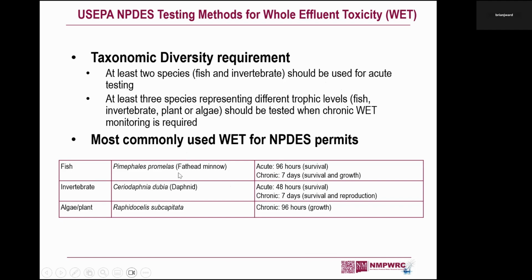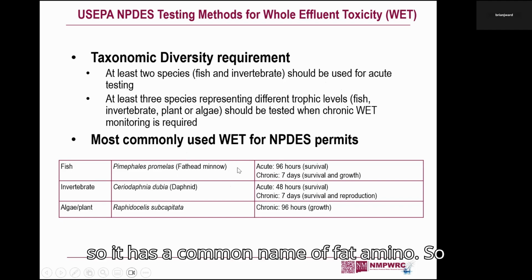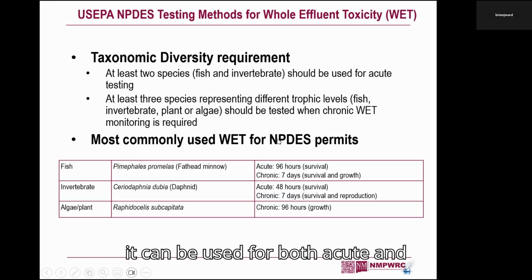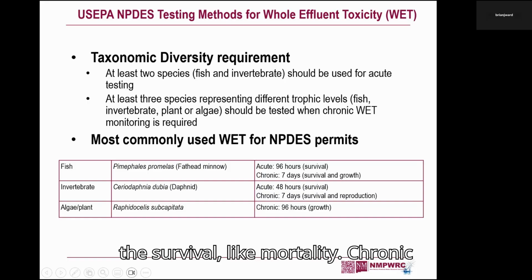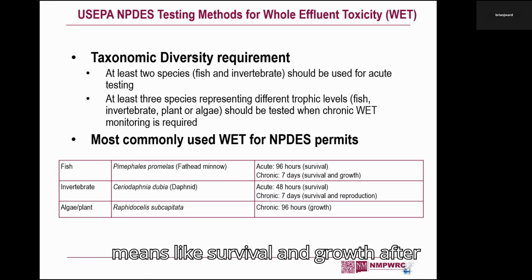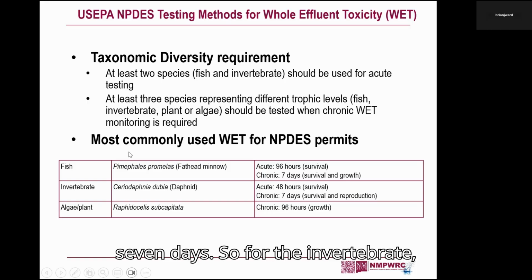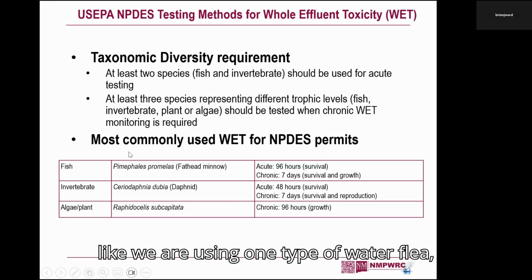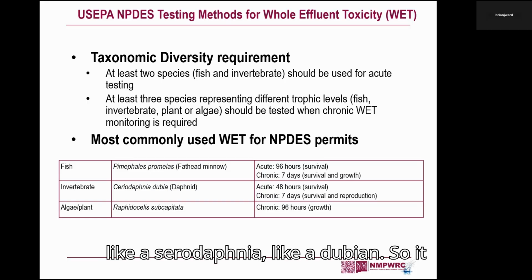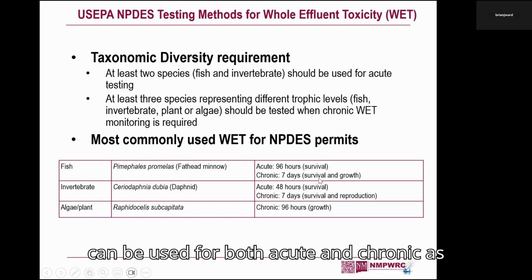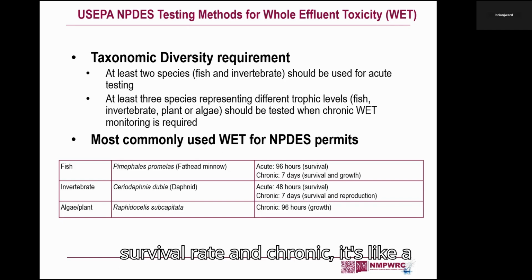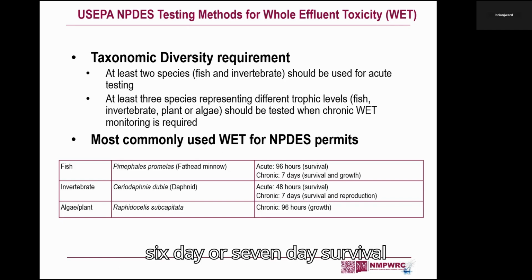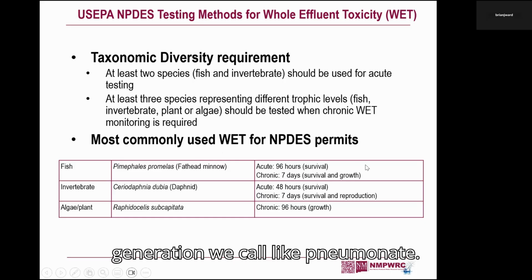The fish has the common name fathead minnow. It can be used for both acute and chronic assays. Chronic means survival and growth after 7 days. For the invertebrate, we are using one type of water flea, Ceriodaphnia dubia. It can be used for both acute and chronic as well: acute is a 48-hour survival rate, and chronic is a 6-day or 7-day survival and the reproduction of the next generation, which we call neonates.